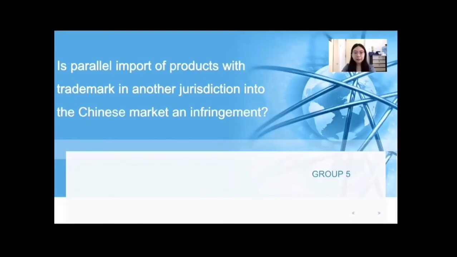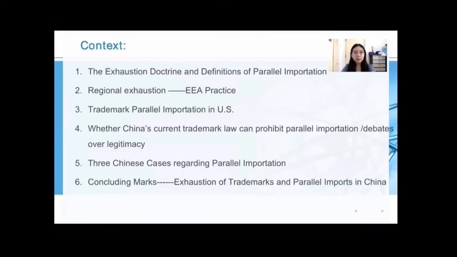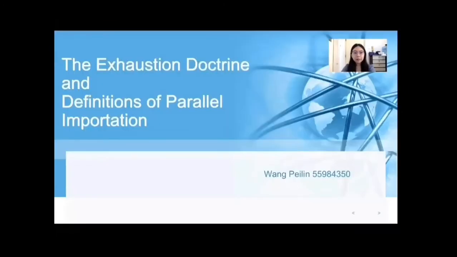Everyone, we are Group 5 and our topic is parallel import of products with trademark in another jurisdiction into the Chinese market and infringement, and we will talk about 6 parts. The first part is the exhaustion doctrine and the definition of parallel importation.